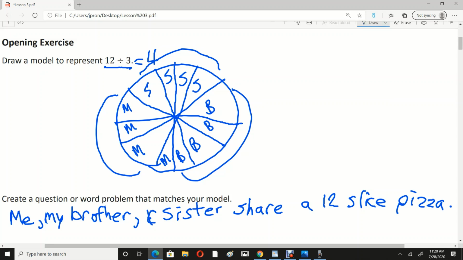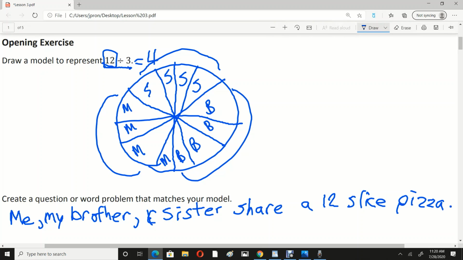And this is also how I initially envisioned this problem. I have 12 parts of a whole, and I need to separate them into 3 groups between 3 people. So that's my thinking. I have 12 parts, 3 groups. How many parts does each group get? 4.